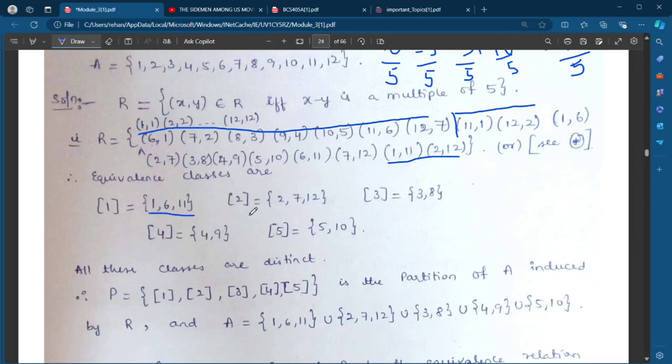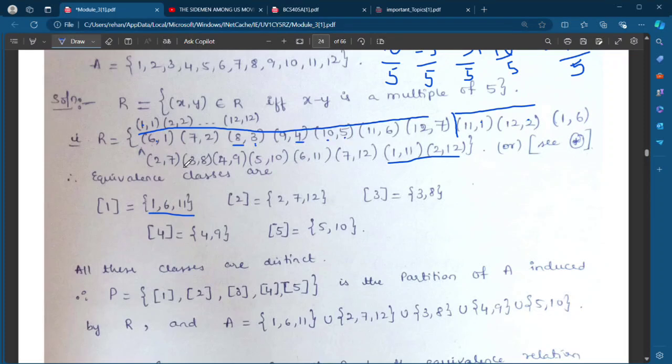Okay, then 2. Second term 2 is there, so 2 will come, and 7 will come. Here 2 is there, 2 will come. So 2, 7, 12. Then wherever 3 is the image, 3 will be there obviously. For 4 also, for 5 also. Where 3 is there, here 3 is there, before that 8 is there, no other places. Same way, where 4 is there, here 9 is there. Where 5 is there, 10 is there.